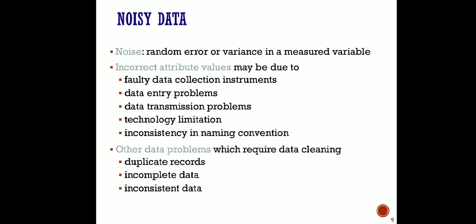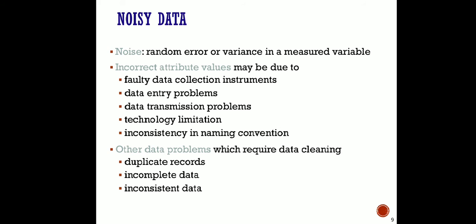Next is noisy data. What is noise? Noise is random error or variance in a measured variable. Noisy data means erroneous data. It may be due to faulty data collection instruments, data entry problems, data transmission problems, technology limitation, or inconsistency in naming convention, as we have already seen somewhere.